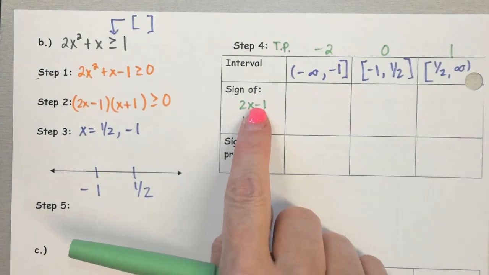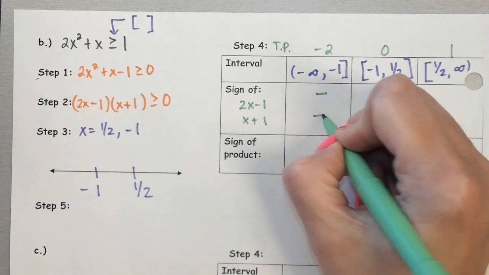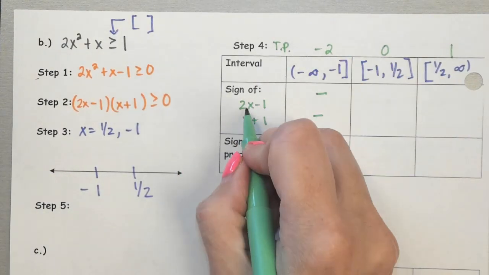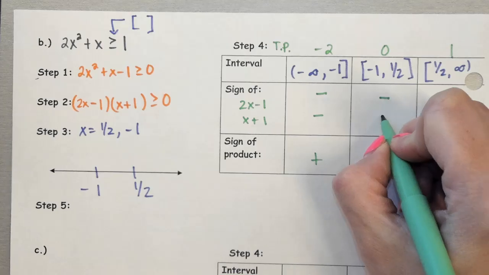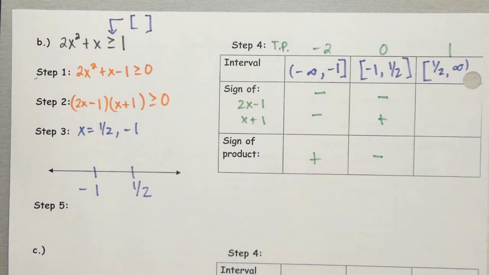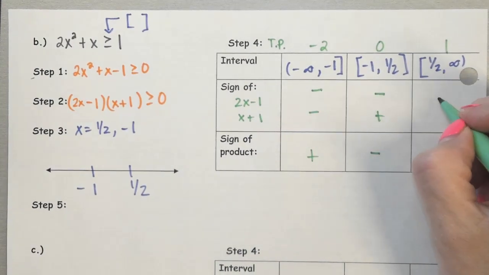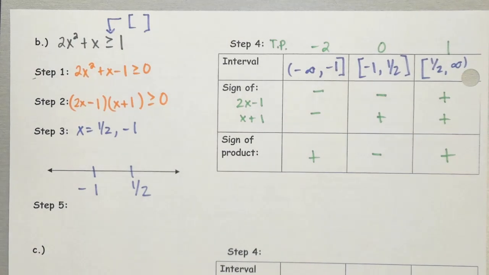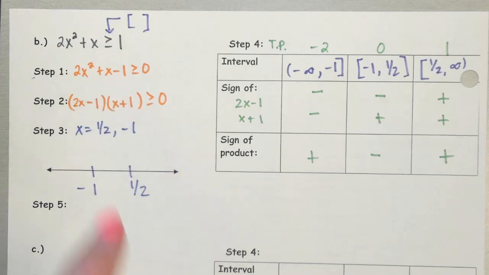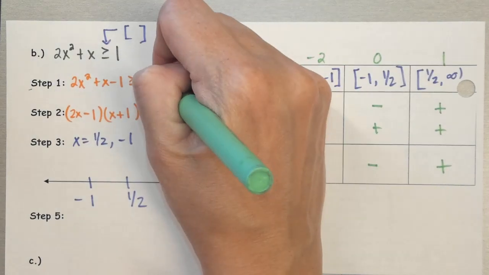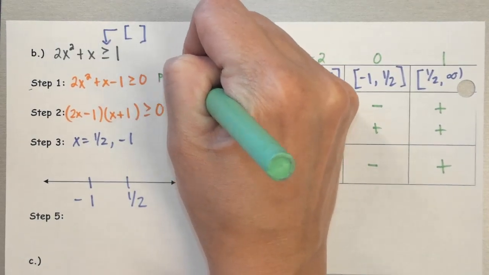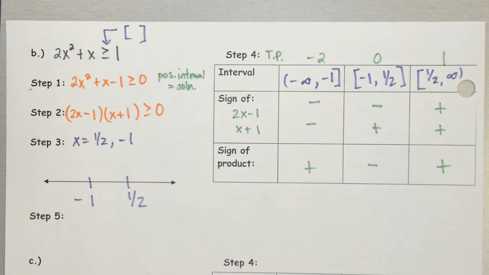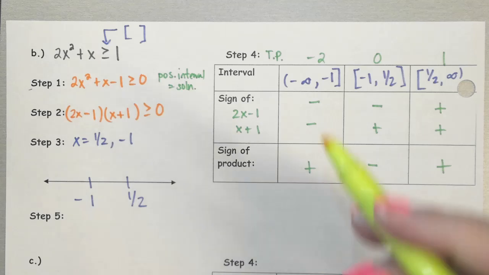When you're plugging it in, you can tell if it's negative or positive. An even number of negatives will make a positive. I plug in 0, I get a negative and a positive, which is negative. I plug in 1, 2 minus 1 is 1, 1 plus 1. Okay, now this time you have that it's greater than or equal to 0, which means you're going to have a positive interval as your solution.